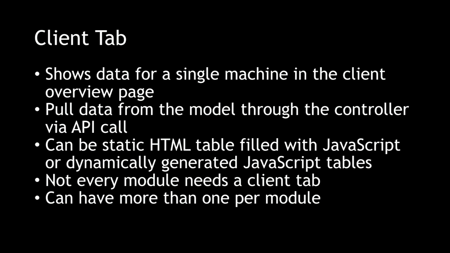The client tabs show the module's data for a single machine and can be accessed through the client overview page. They are similar to listings in that they pull the data through the controller with an internal API call, contain HTML tables, and have data formatted by JavaScript. Not every module needs one, and modules can have more than one client tab.